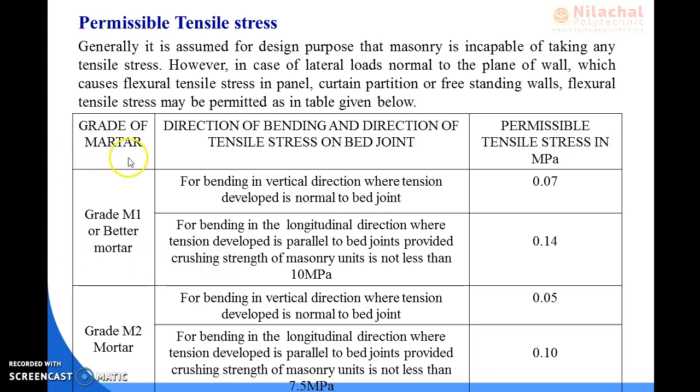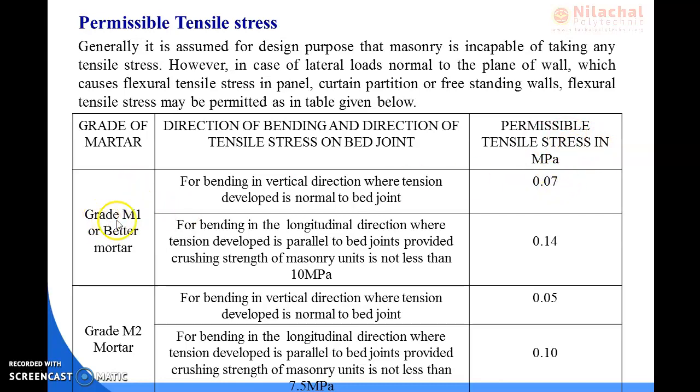So here for the tensile stress we divide the grade of the mortar into two types. The first is grade M1 or better mortar, and the second one is grade M2. So here the direction of bending and direction of tensile stress on bed joint are considered, and according to this the permissible tensile stresses are given in megapascal here.